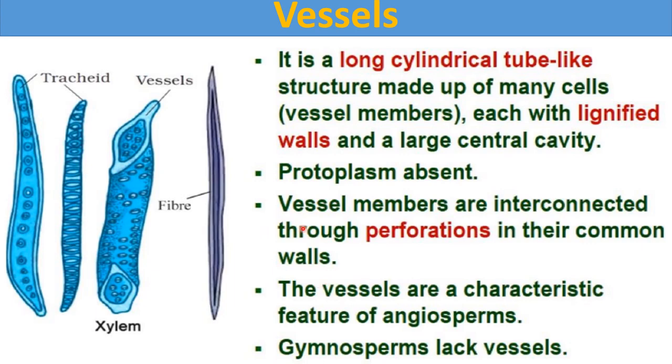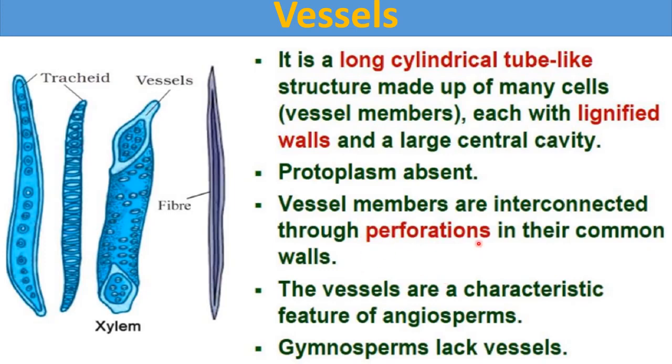Many cells combinedly make a vessel. All these vessel members, or all these cells of vessels, are interconnected with each other because their walls are in connection with each other. Their walls have pores, and that's why their walls are called perforated walls. Through these pores these cells are interconnected, and that's why they are combinedly making a complete vessel.